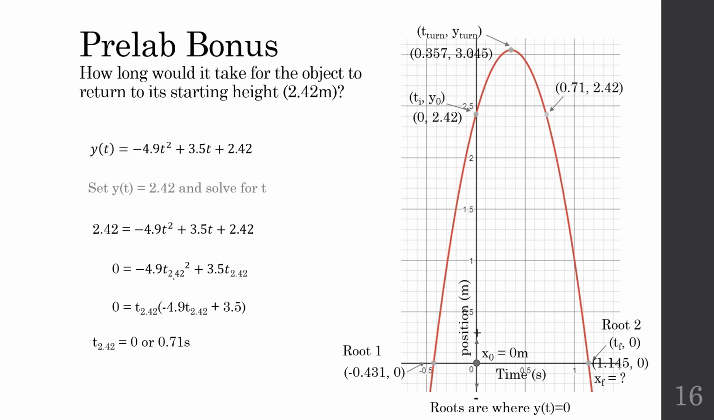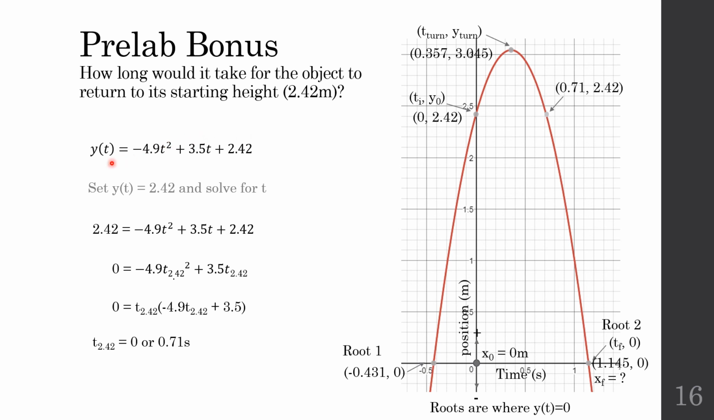So I realize that this isn't one of the pre-lab practice problems. This is just a bonus question to review and practice a little bit more. But if you would like to know how long it would take for the object to return to its starting height, so 2.42 meters, then stay tuned because I'm going to go over that. Like before, we're going to be using our position equation y of t, and just to reiterate, that was negative 4.9t squared plus 3.5t plus 2.42.